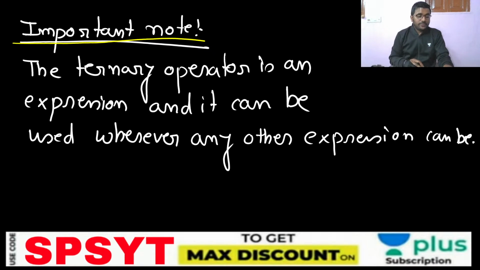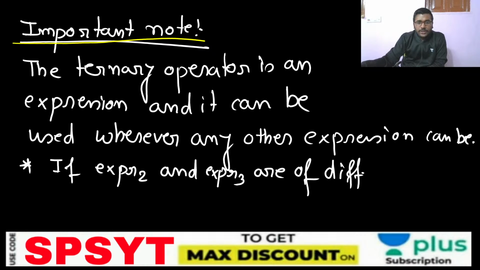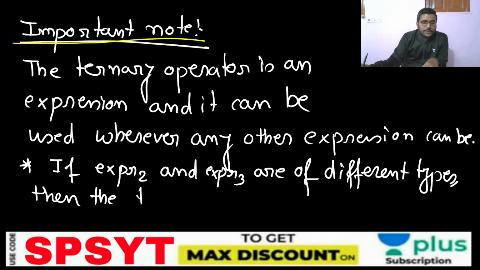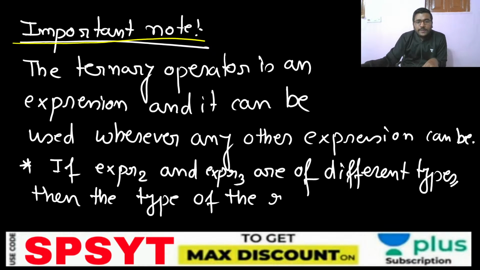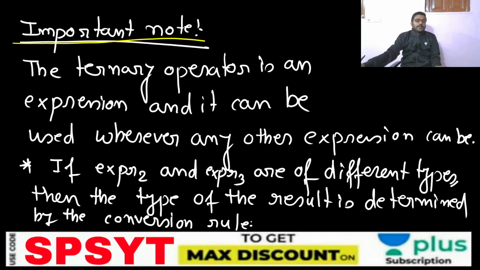Now if expression 2 and expression 3 are of different types, then the type of the result is determined by the conversion rule that I have shown you, the type conversion.